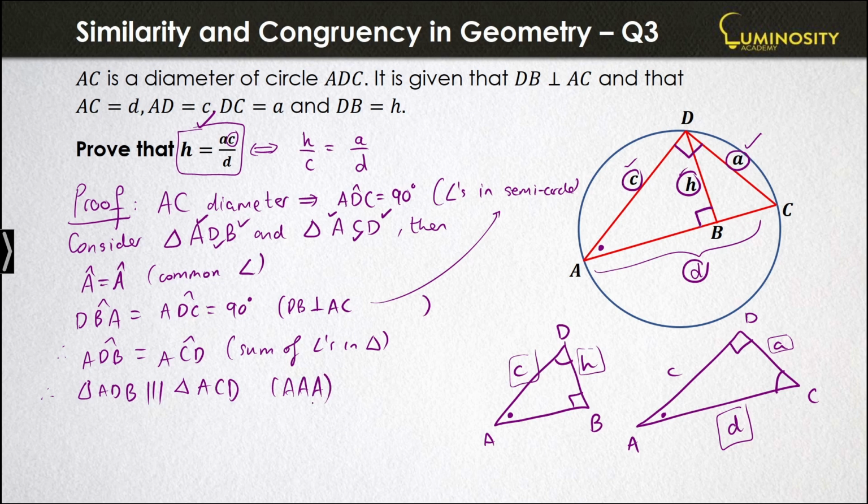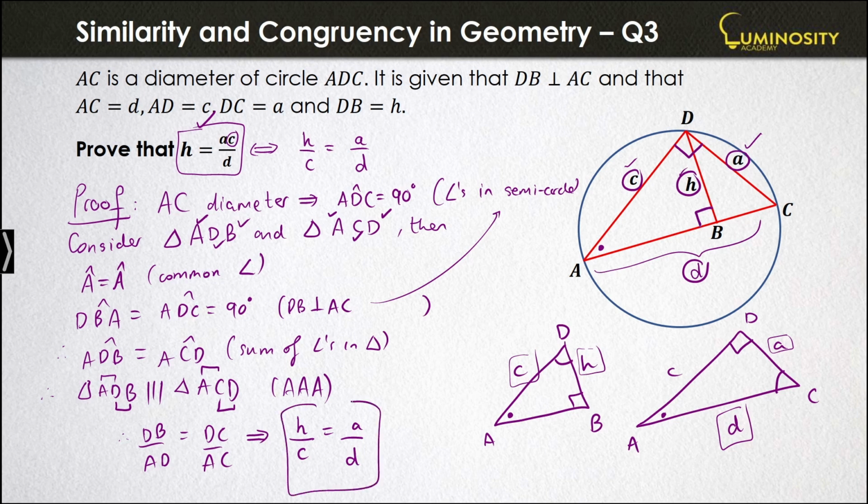So that means side lengths in the same correspondence must be in the same proportion. So if I look at DB over AD, that must be in the same ratio as DC over AC. Therefore, I have DB over AD equals DC over AC by similarity. DB was h, AD was c, DC was a, and AC was d. Look at that. We've exactly proven what we wanted to show. So if I cross multiply both sides by c, I get exactly the desired result.